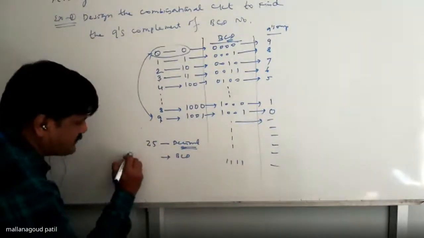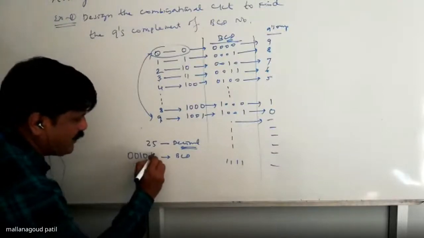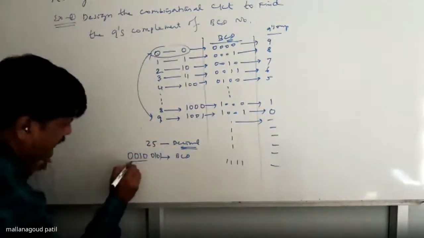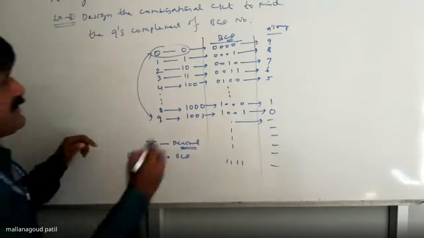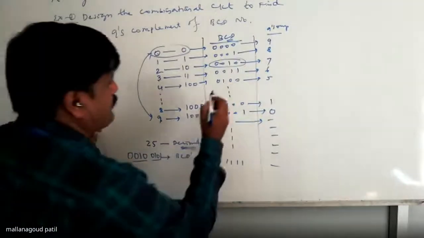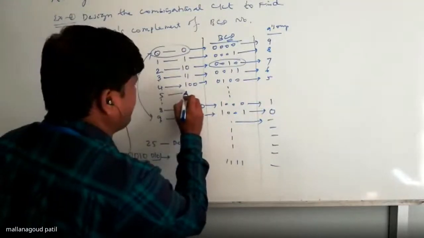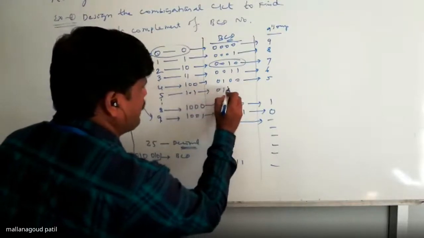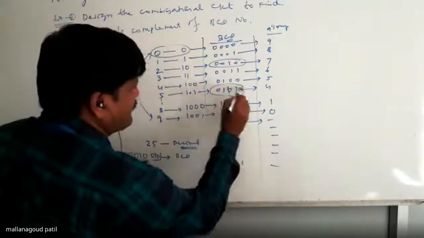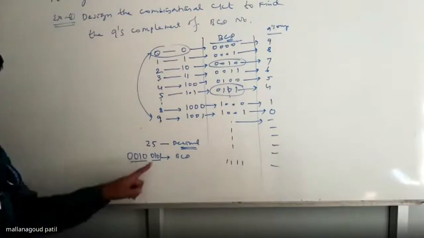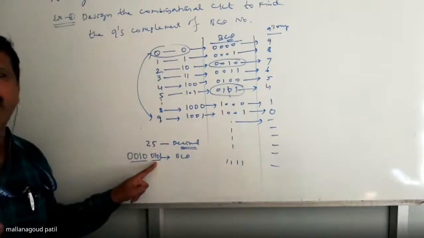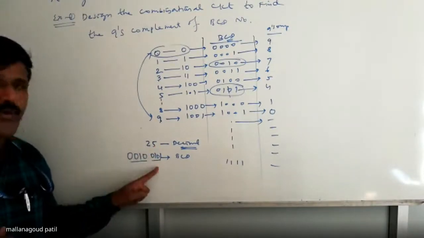2 you can represent as 0, 0, 1, 0. 5 you can represent as 0, 1, 0, 1. So 2 is 0, 0, 1, 0, and 5 is 0, 1, 0, 1. The representation will be 0, 0, 1, 0, 0, 1, 0, 1, which is 25. 2 in a packed fashion binary you have written, and 5 in a packed fashion binary you have written. This is binary coded decimal.